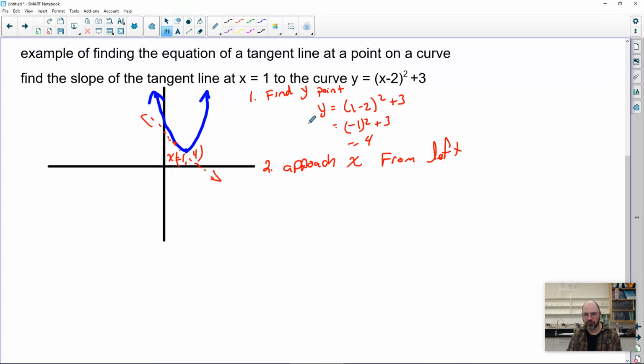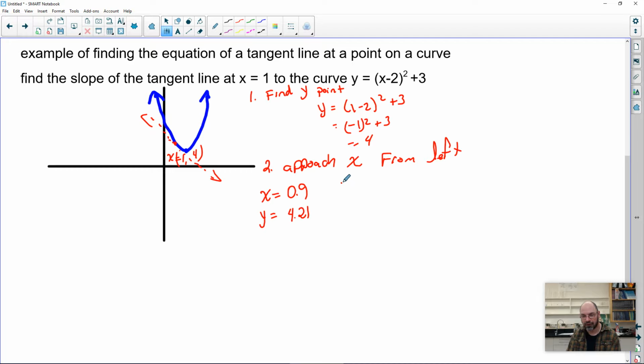Okay, so that would mean if I take x equals 0.9, I'm going to come from the left towards the 1. So if I plug in 0.9, I get y equals, and you can do this on your calculator, 4.21.